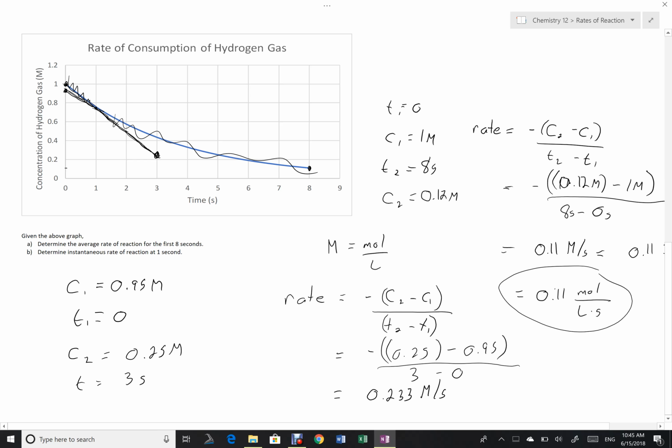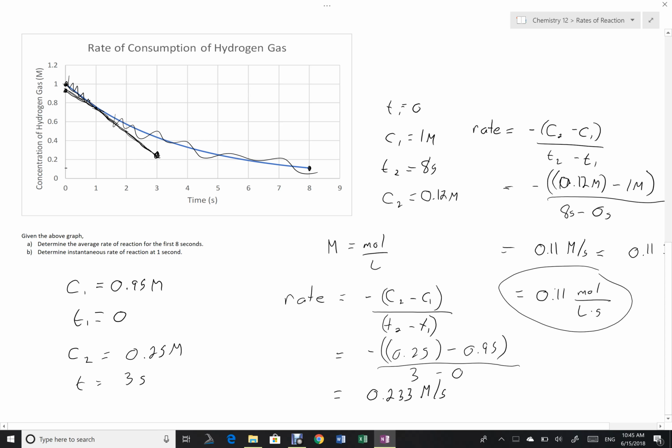I'm dealing with the situation at the beginning, so I'm dealing with when this is changing a little bit faster. And so I get a reaction rate, which means if I had 1 liter of this product, at this instant I would expect 0.233 moles of it to disappear in a second.